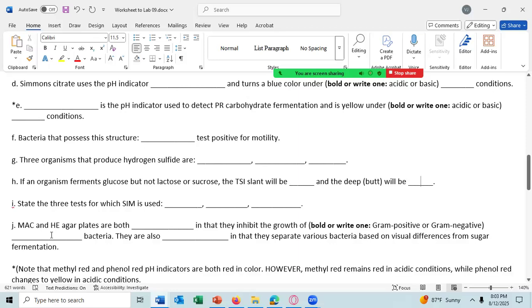And these plates are also wet in that they separate various bacteria based on visual differences from sugar fermentation. Any questions about any of these questions?